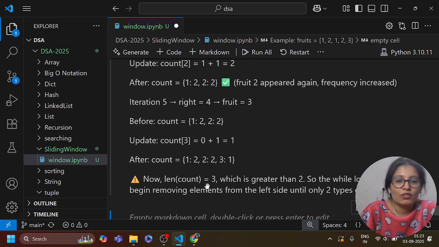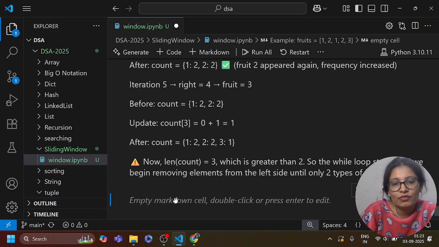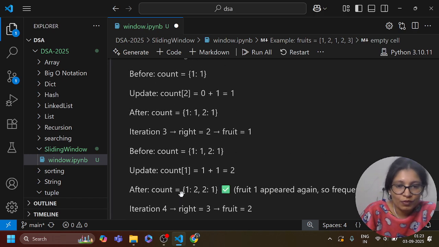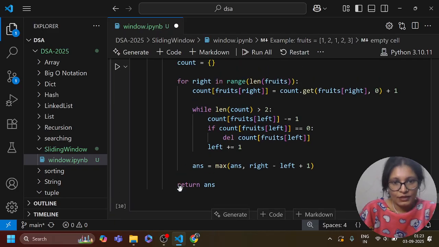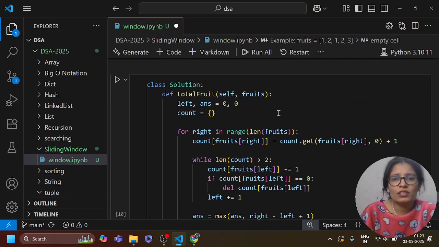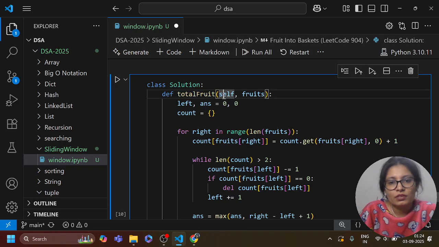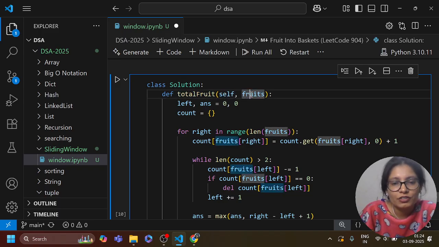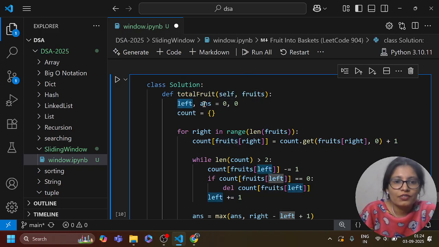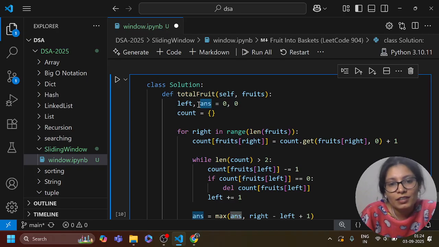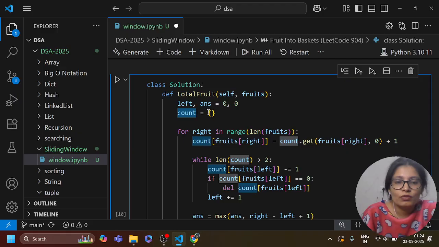Now the length of count equals 3, which is greater than 2. So the while loop starts and we begin removing elements from the left side until only two types of fruit remain. So you can see here the code: total fruit is the function, with parameters self and fruits. Initially left and answer equal 0, 0, and count equals an empty dictionary.